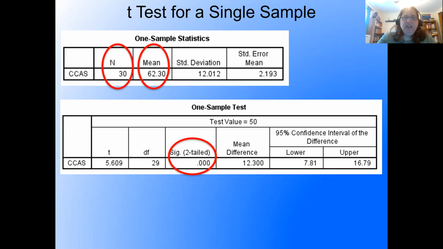So where is our population mean? Right, we're comparing our sample mean of 62.3 to our population mean. Where is that? It's right here under test value. And this kind of makes sense because the mean was 62.3, the test value is 50, the mean difference is 12.3. Well, if I took 62.30 and subtracted 50, I would get 12.300.